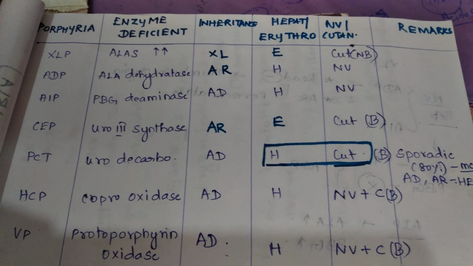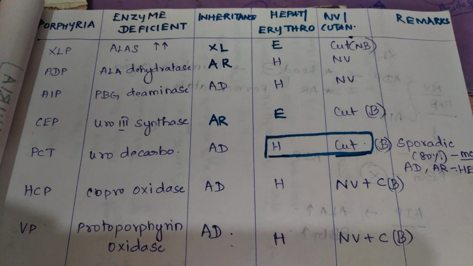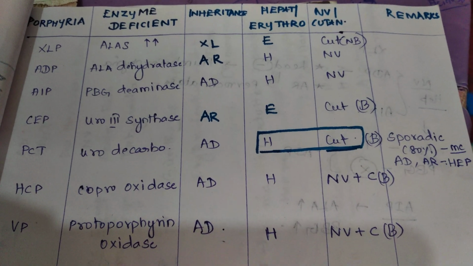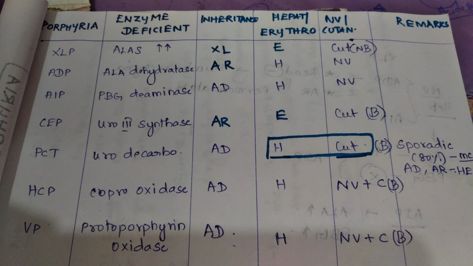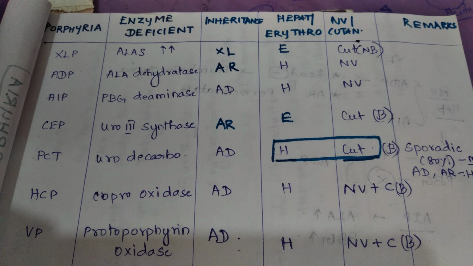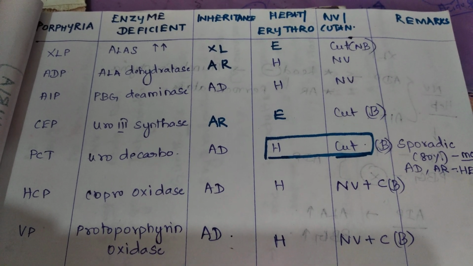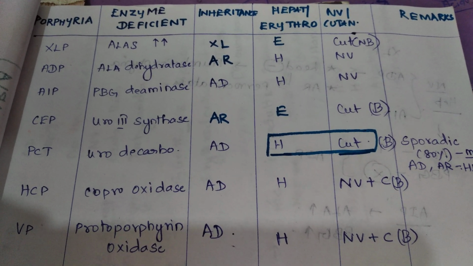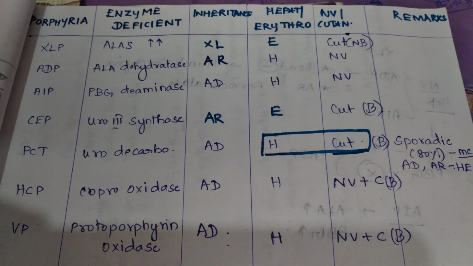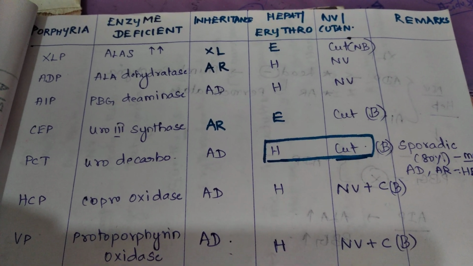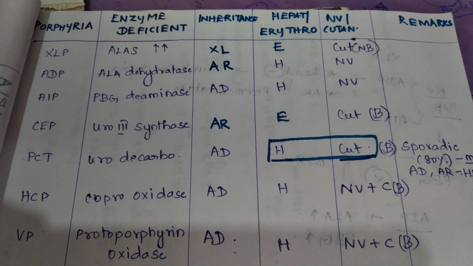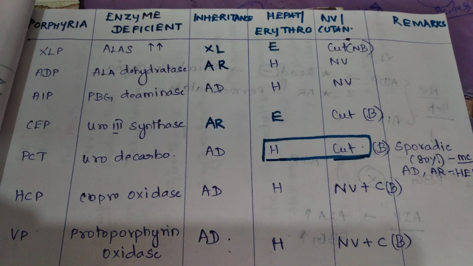Next we will see whether these porphyrias are going to affect neurovisceral or cutaneous. These porphyrias are going to produce neurovisceral or cutaneous features. So whenever it is erythropoietic porphyria, it is going to affect skin. So there will be cutaneous features. For example, X-linked porphyria is going to produce erythropoietic porphyria. So it is going to affect skin.